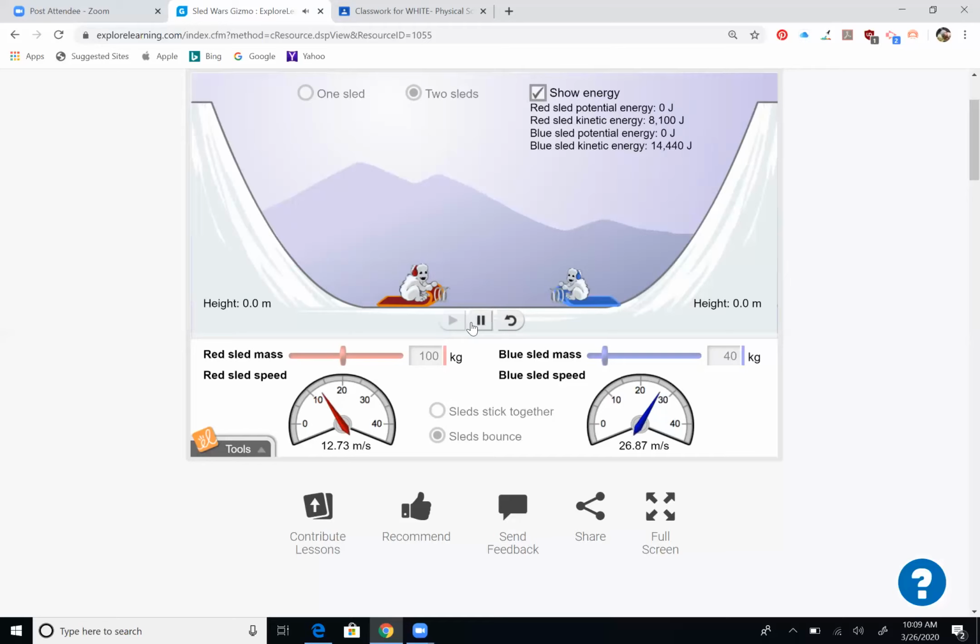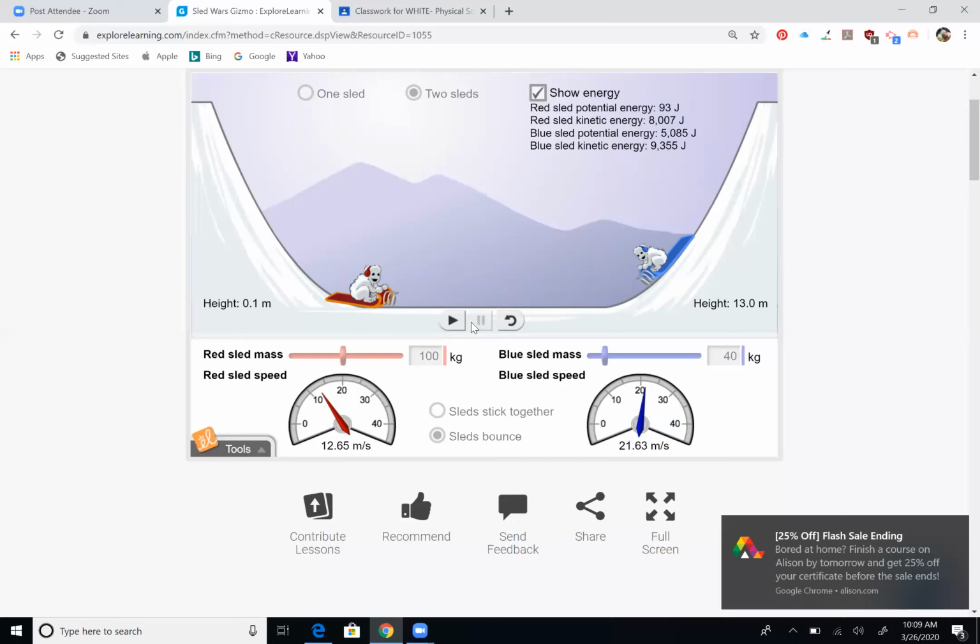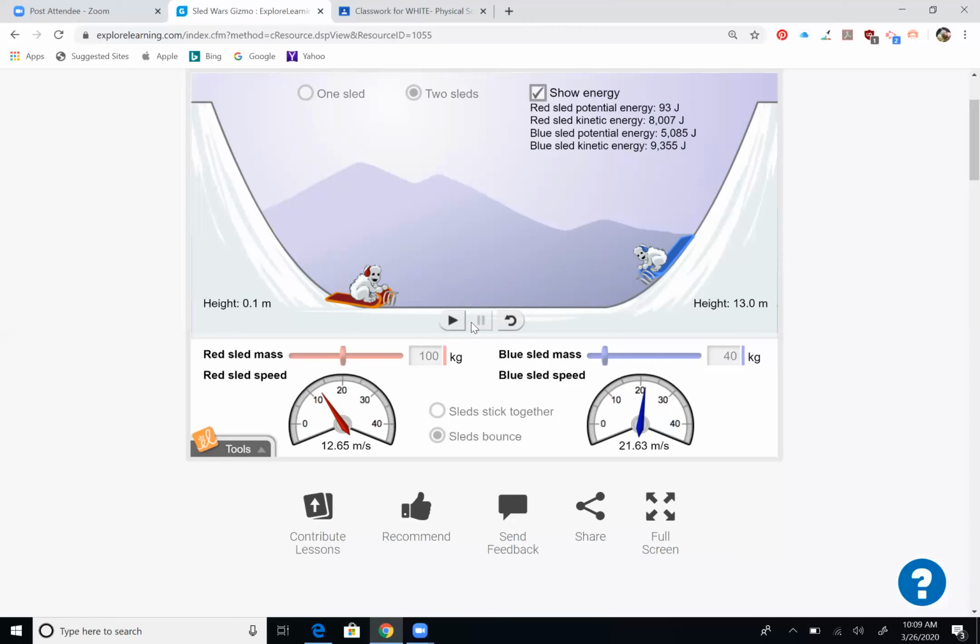Okay, so I'm going to play. Total energy. What was the total energy? 22,540. Okay, after the collision, the red potential energy right now is at 93 joules. The red kinetic energy is 8,007 joules. Blue potential is 5,085 joules. Red potential is 9,355 joules. So we just have to add all those numbers together.